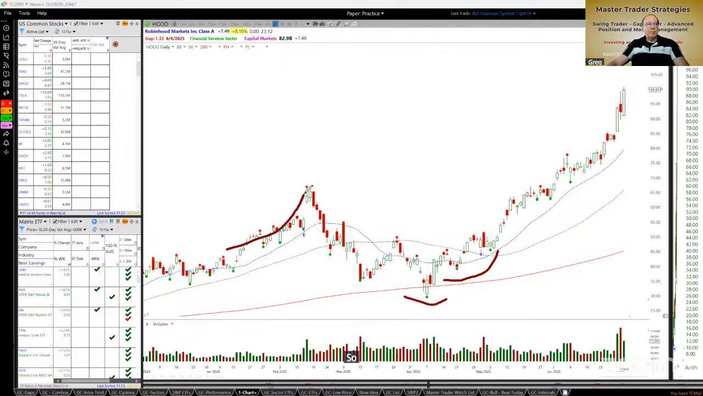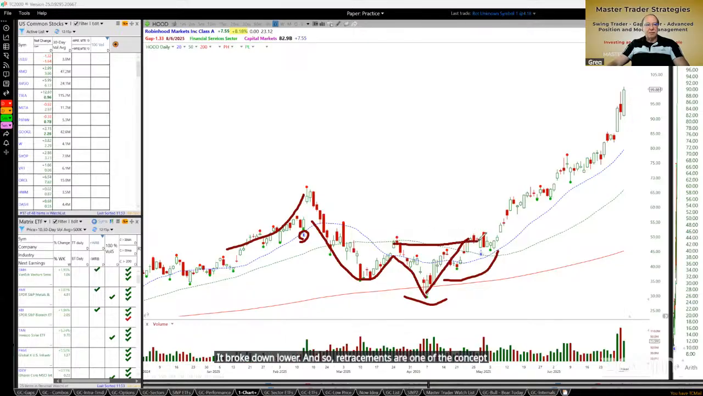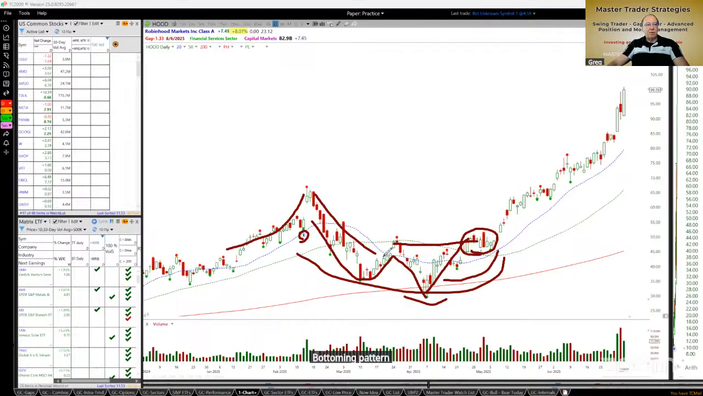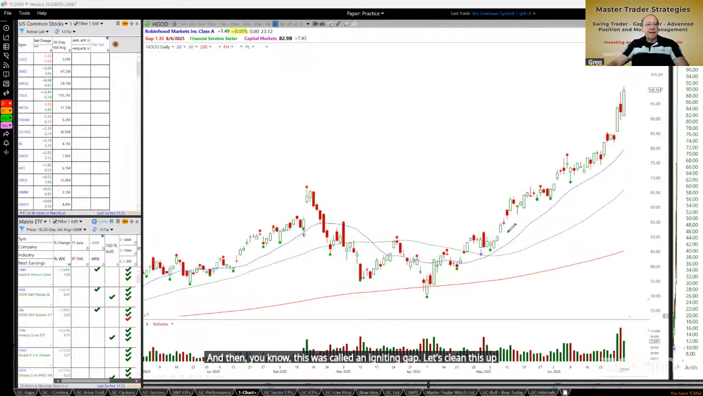So this wasn't an uptrend. It gapped up on earnings. That's what that E is, on earnings. And then it moved down. It broke down lower. Retracements are one of the concepts. It retraced 100%, and then it had what we call bullish price action at resistance. So this is a bottoming pattern: down, price correction, time correction, and then this was called an igniting gap. Let's clean this up. This is an igniting gap.